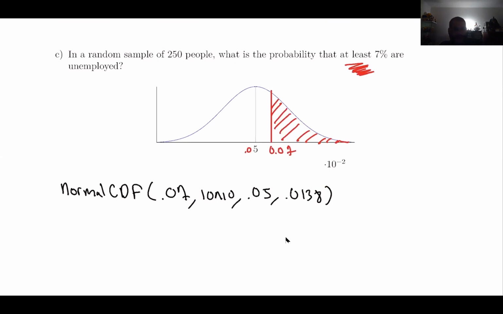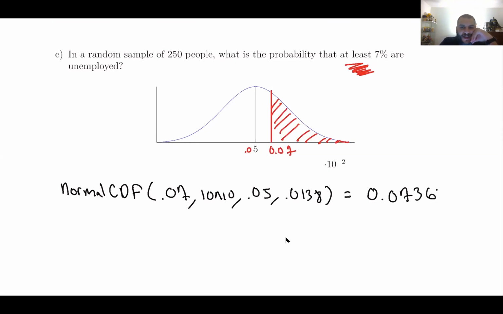All right, so let me go ahead and enter them. So we get 0.07, comma, 10 to the 10 power, comma, 0.05, comma, 0.0138, close parenthesis. So if you enter this into your calculator, you should have gotten the correct answer of 0.0736, and that's it. So that's your answer for C.